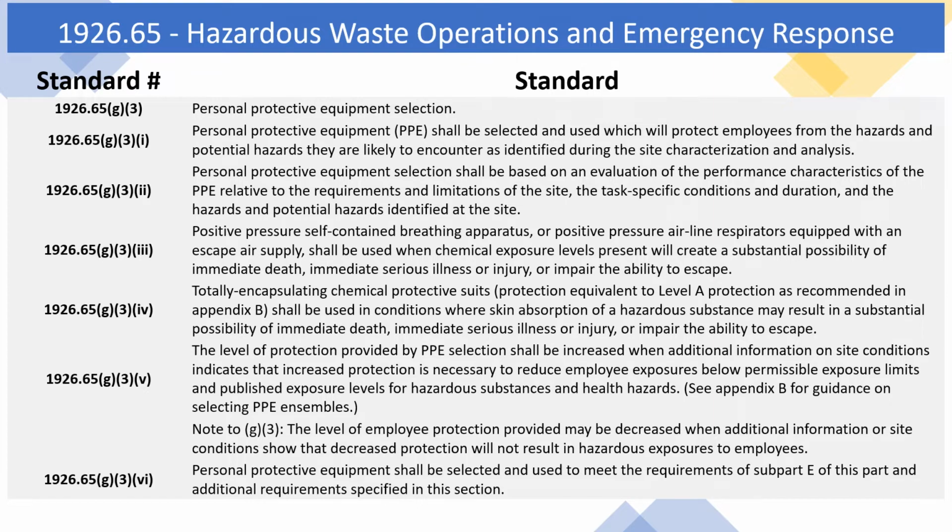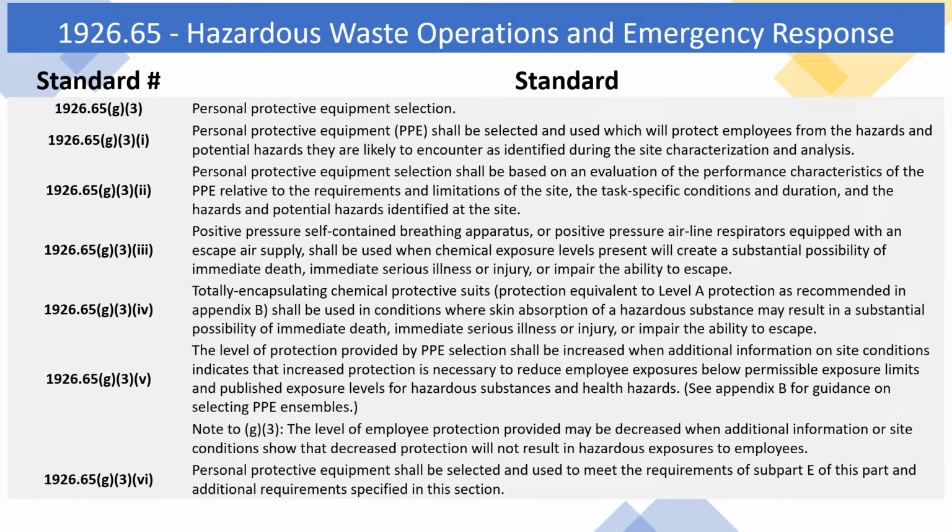1926.65 G3 4. Totally encapsulating chemical protective suits, protection equivalent to Level A protection as recommended in Appendix B, shall be used in conditions where skin absorption of a hazardous substance may result in a substantial possibility of immediate death, immediate serious illness or injury, or impair the ability to escape.